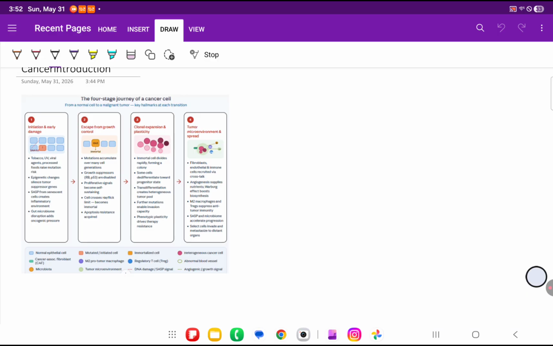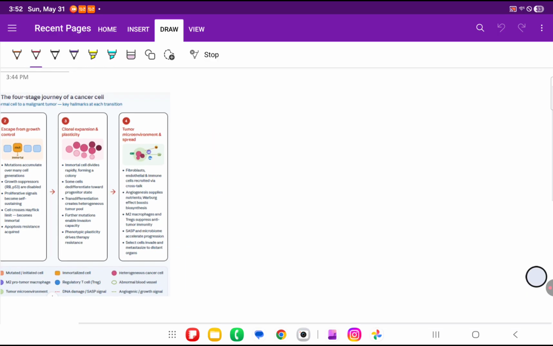So we can have the first introduction of cancer. This will be a quick video. We will understand what is cancer.